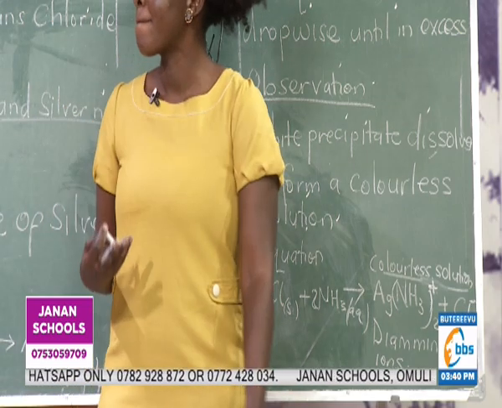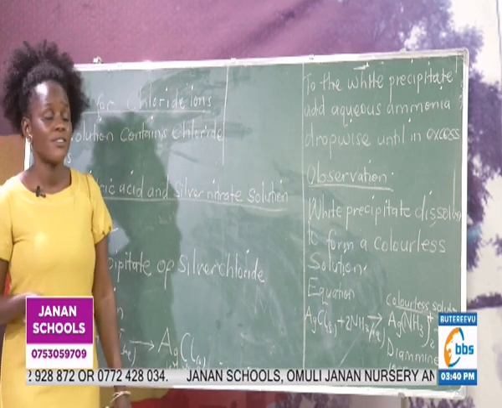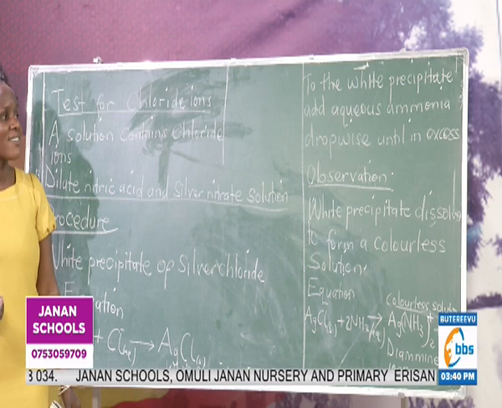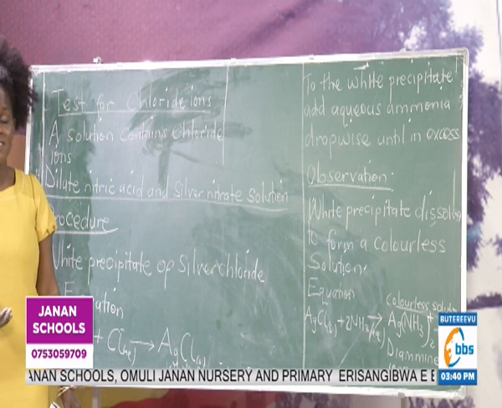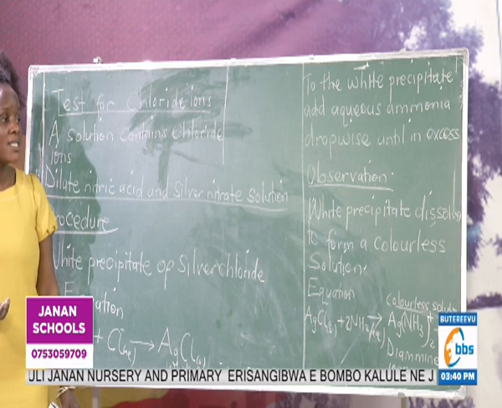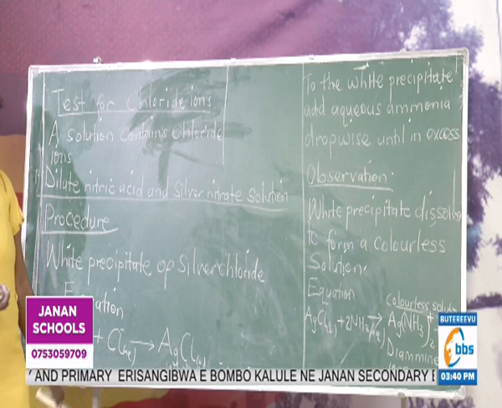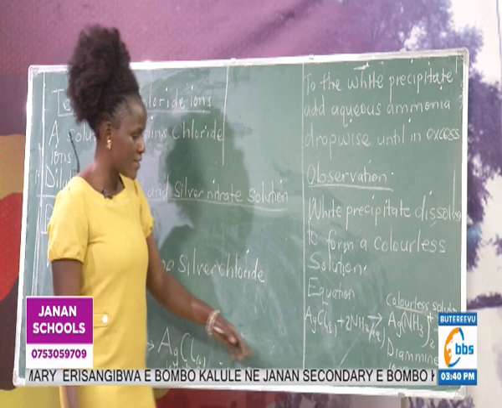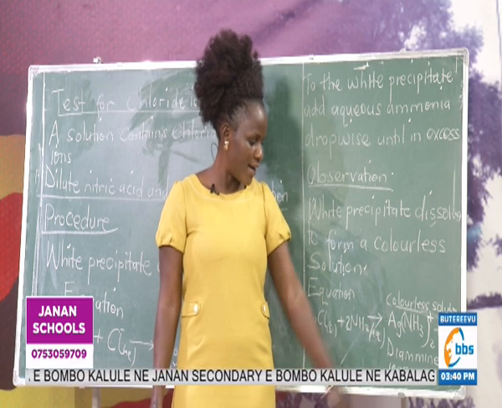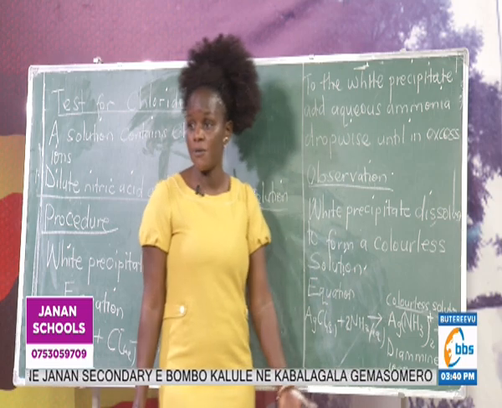If you add dilute nitric acid followed by silver nitrate solution, you get a white precipitate. But to that white precipitate, when you add aqueous ammonia dropwise until in excess, what do you observe? You observe that the white precipitate dissolves to form a colorless solution. What is the equation? The equation is that our white precipitate, we added ammonia, and we are forming this complex which is diamine silver ions, and that is what we form.